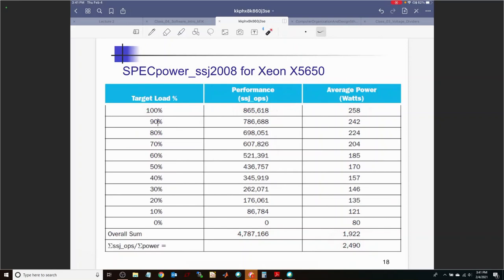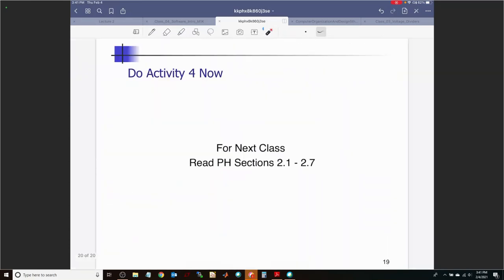So, would you want this number to be higher or lower? Right, higher. You would want to have higher performance and lower power consumption, so you would want that ratio to be as high as it can be, and that's your power benchmark.